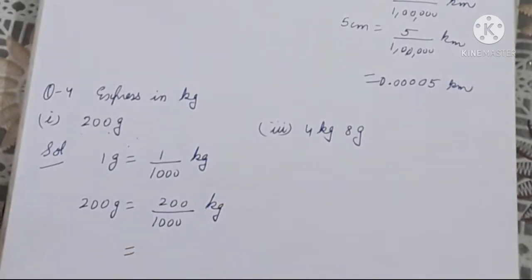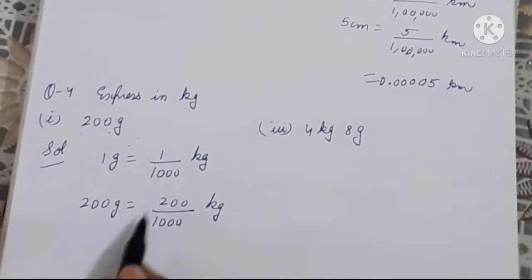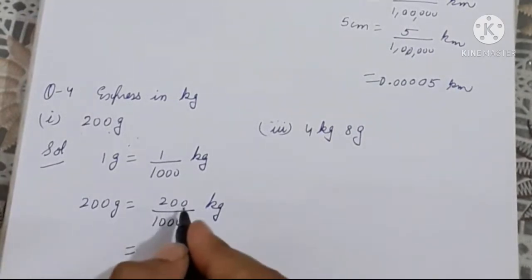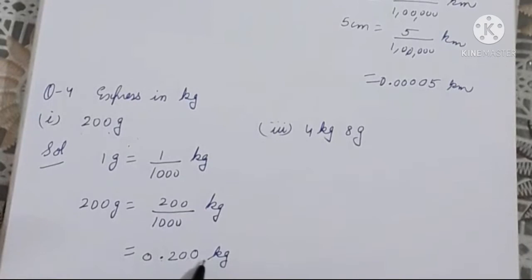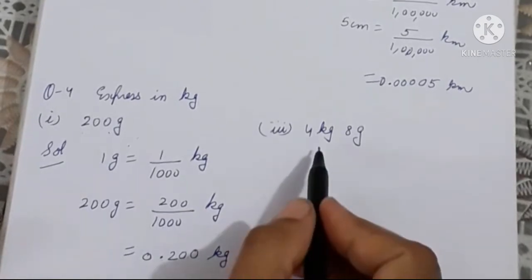If I have to write it in decimal, here in the denominator there are 3 zeros. So in the numerator, after decimal there should be 3 digits. So starting from the right hand side, I will put a decimal here. Whole number part nothing is there. So it will be 0.200 kilograms. Then moving to the third part. Second part I am not doing, you try yourself.